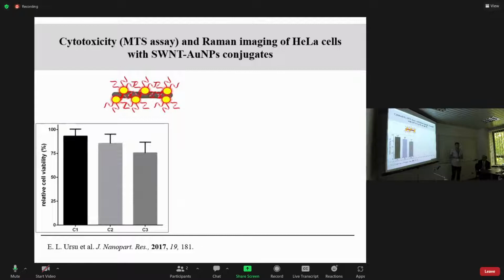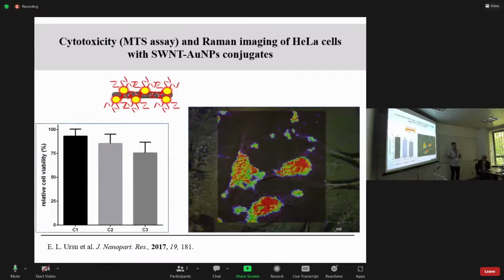Next step was, of course, checking the toxicity of the obtained solution, the stock solution, and then 2 and 3 time dilution factor solutions were tested for cytotoxicity evaluation, and we observed that even starting solution was kind of okay, but with the dilution the viability of cells increased. And then we took the less concentrated solution and incubated it with HeLa cells, imaged them with bright field, chose a region, detected the G-band signal of the carbon nanotube, and then performed the mapping of the surface.